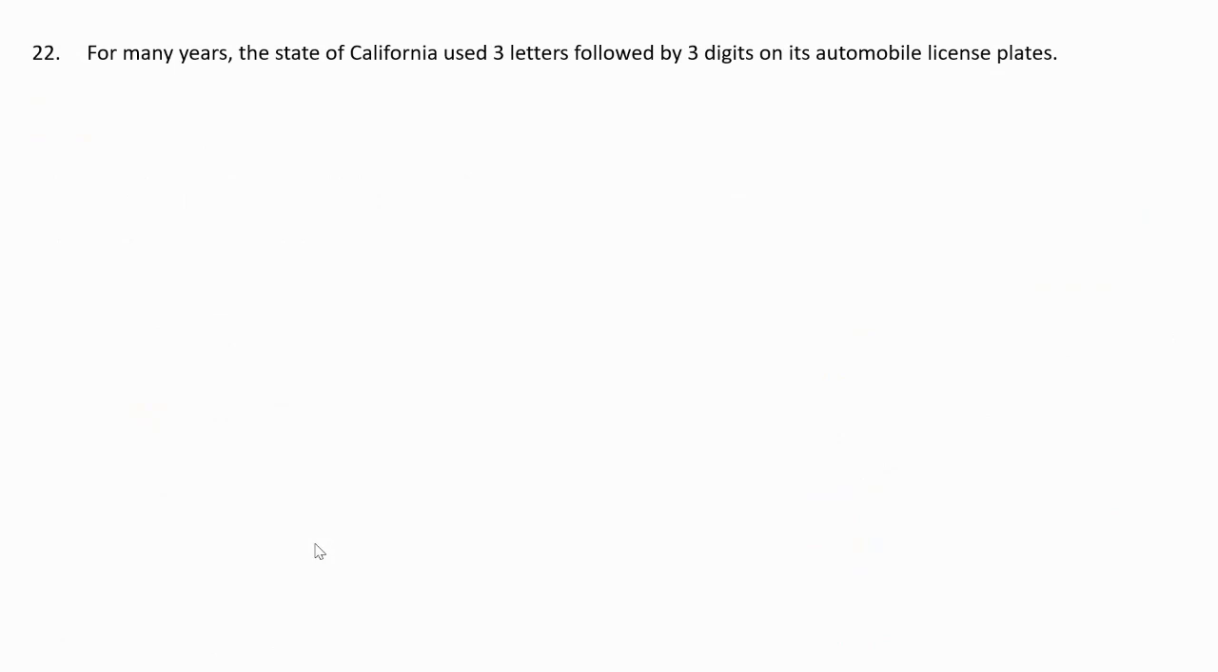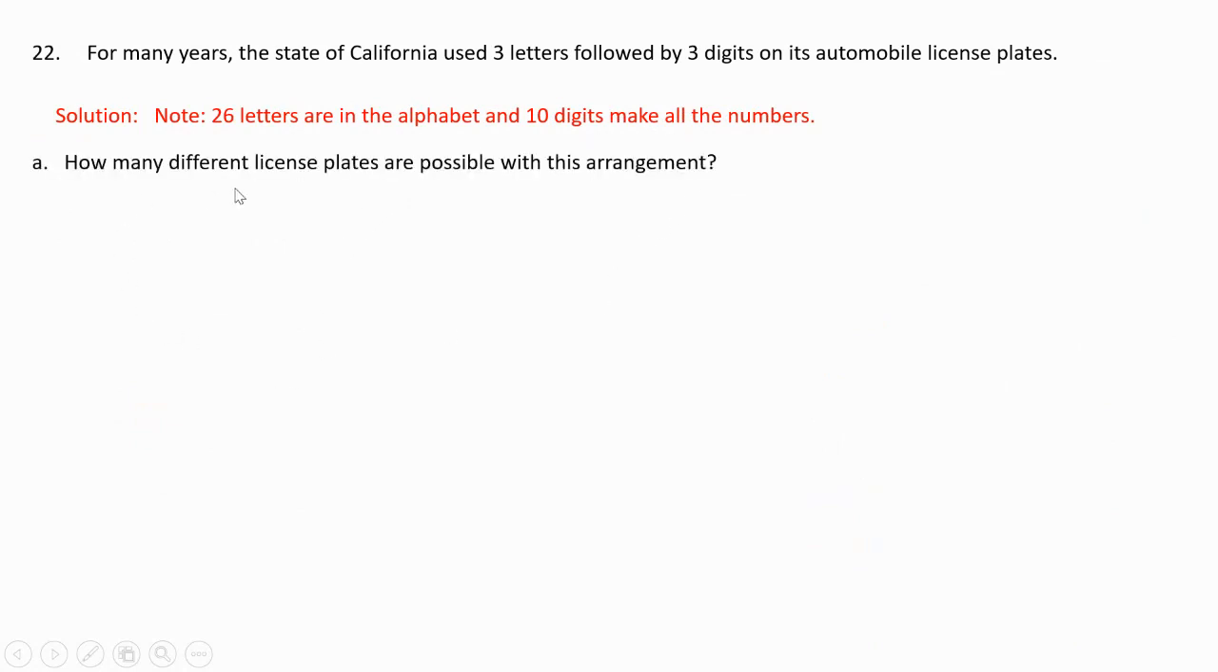For many years, the state of California used 3 letters followed by 3 digits on its automobile license plates. Okay. So there are 26 letters in the alphabet and 10 digits. How many different license plates are possible with this arrangement? So these are my letters first. Those are my numbers or my digits.